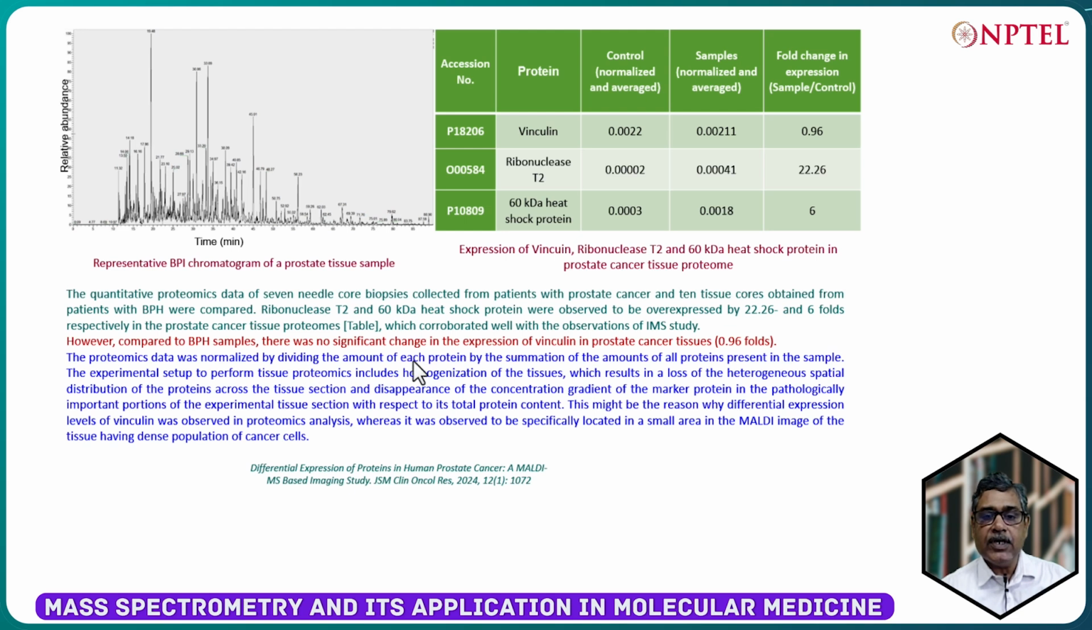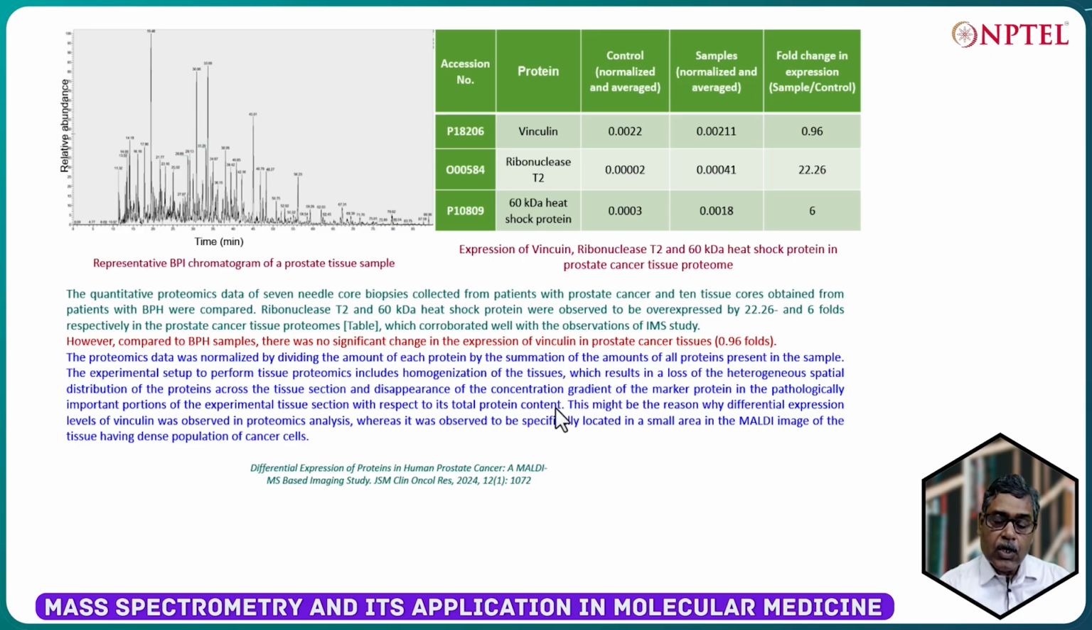So, proteomics data was normalized. How did you normalize? By dividing the amount of each protein by the summation of the amount of all proteins present in the sample. The experimental setup to perform tissue proteomics includes homogenization of the tissues, which results in loss of heterogeneous spatial distribution of the proteins across the tissue section that we have been talking about right from the beginning. That's the main advantage of doing tissue imaging. And then there is disappearance of the concentration gradient of the marker of pathologically important portions of the experimental tissue section with respect to total content.